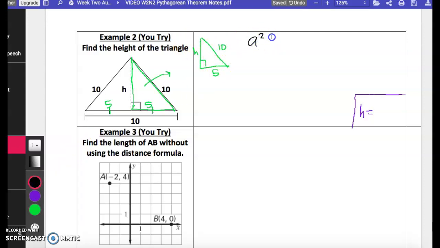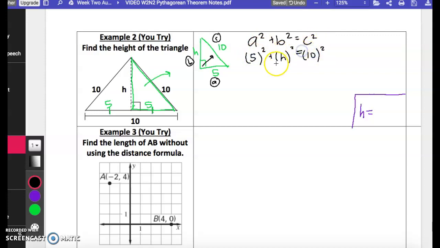So let's write a squared plus b squared equals c squared and get that set up for substitution. Then let's decide which side is a, b, and c. So shine your flashlight. This is c. And between a and b, we don't know. Maybe h is smaller than 5, so let's just guess for now. Remember, guessing between a and b is fine. It is not okay to guess which side is c. a is 5, b is h, and c is 10.